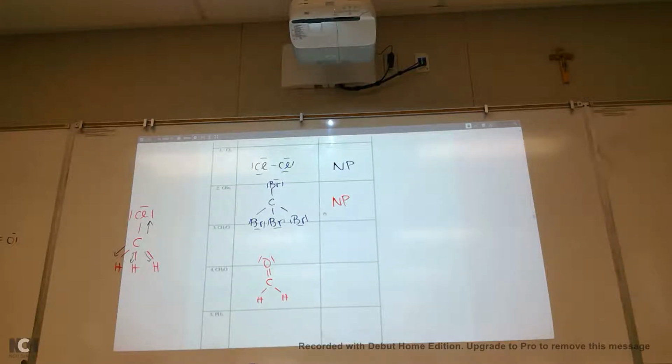Could I have resonance for number 4? Can I have resonance for that structure? Turn to your partner and talk about it.